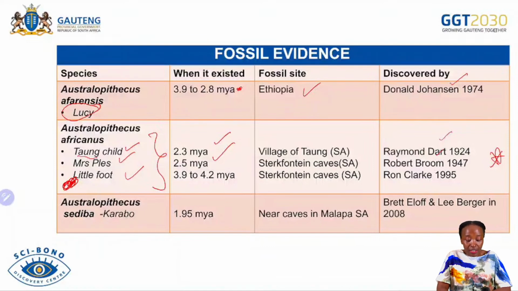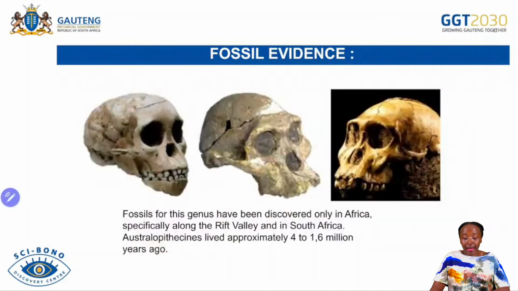We also have Australopithecus sediba, which we commonly know as Karabo. Karabo existed 1.95 million years ago. He was found near the caves of Malapa, again in South Africa, by Matthew and Lee Berger. I know that in the June exam that was written earlier, there was a question where learners were asked who found Australopithecus sediba, and the answer needed was Lee Berger. Again, going on here, it is still fossil evidence.